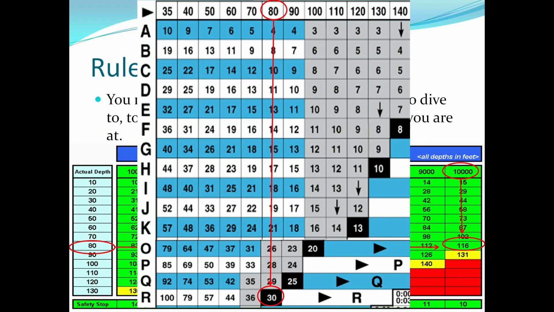But because we're planning on doing this dive at 10,000 feet, even though we are only diving to 80 feet, we've got to plan the dive as though we're diving to 116 feet, which using an RDP table you'd be required to round up to 120 feet, and you'd realize that your NDL would be only 13 minutes. So an 80-foot dive at sea level, you'd have an NDL of 30 minutes. An 80-foot dive at 10,000 feet, your NDL would be drastically reduced to only 13 minutes.